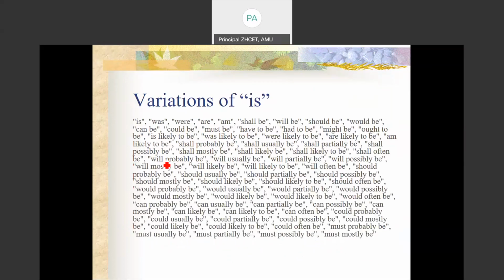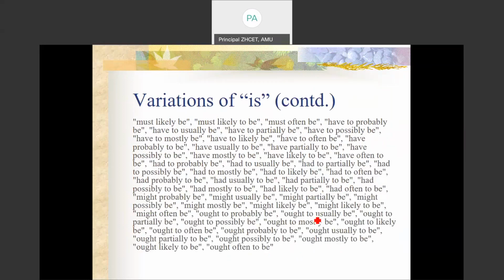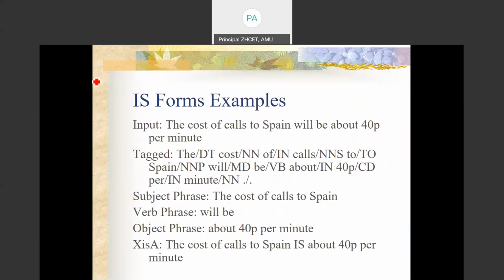A huge list. Is, was, were, are, am, shall be. They're all variations of is, right? Must possibly be, should likely be, could likely be, must mostly be, and so on. The list continues, and I may have further additions to it, ought to be, often to be, and so on. So they're all the variations of is that we have listed. Any such variation found, it will say that it is an X is A form. So for example, "The cost of calls to Spain will be about 40 pence per minute." So "will be" will be taken as one of the variations of is.